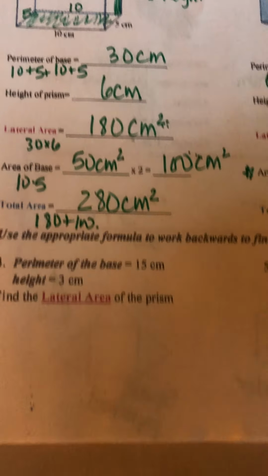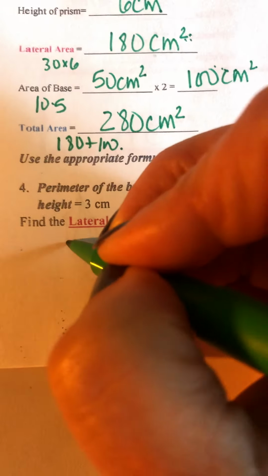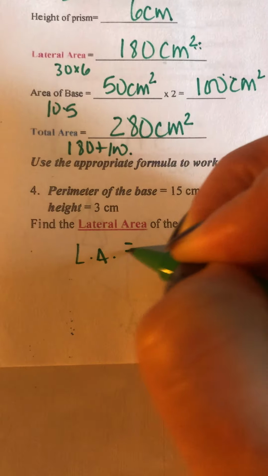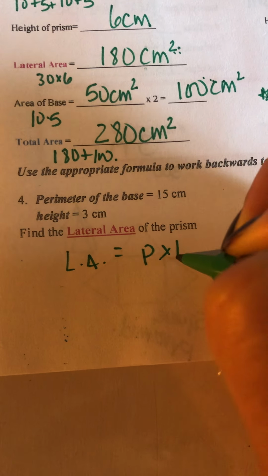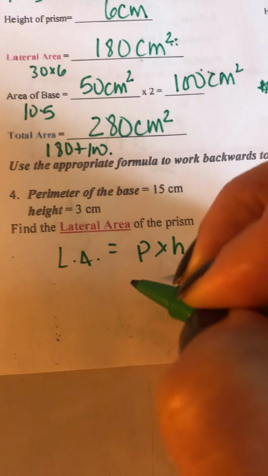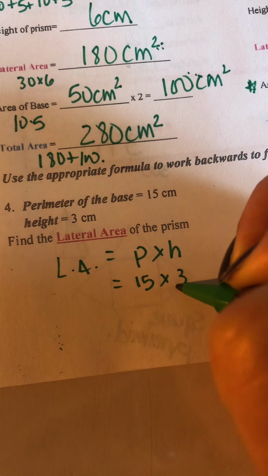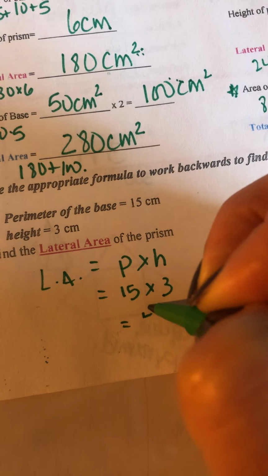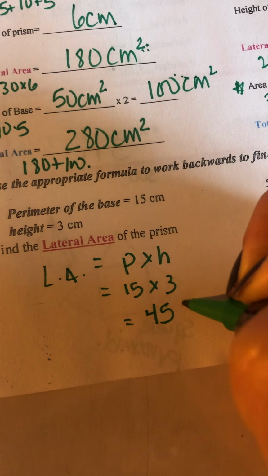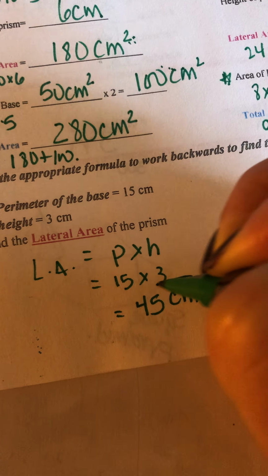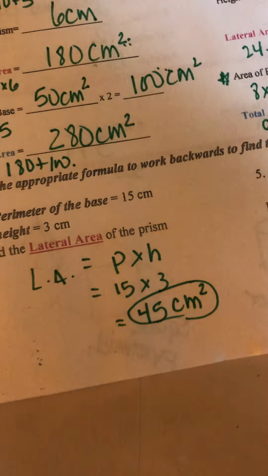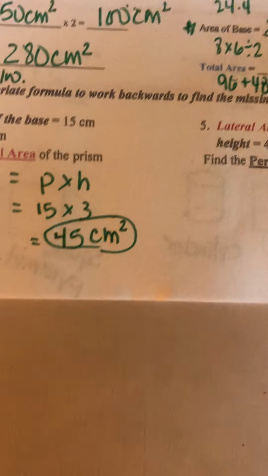The last ones are asking you to kind of go backwards, and so it's really helpful for me, even if I just abbreviate the formula. Lateral area is perimeter times height. So I'm just going to plug in the perimeter and the height, and then I'll go back with the units and say lateral area is in square units, 45 centimeters squared.